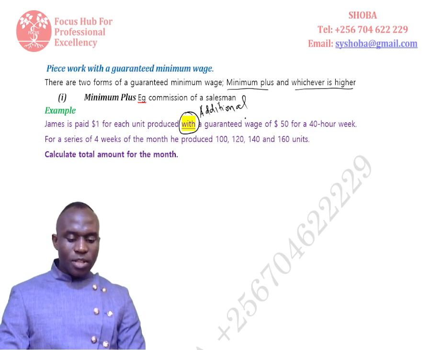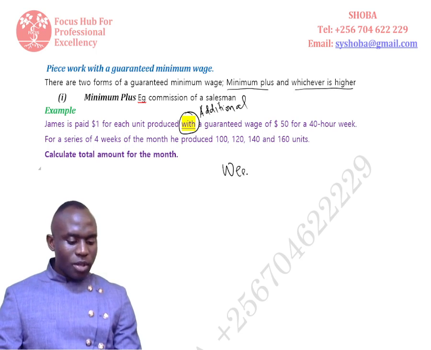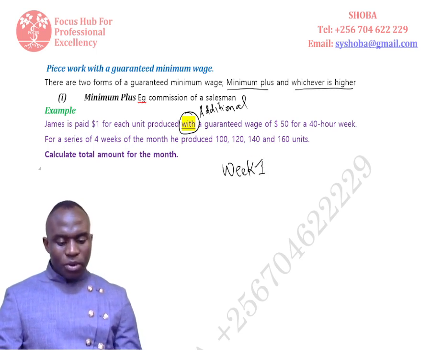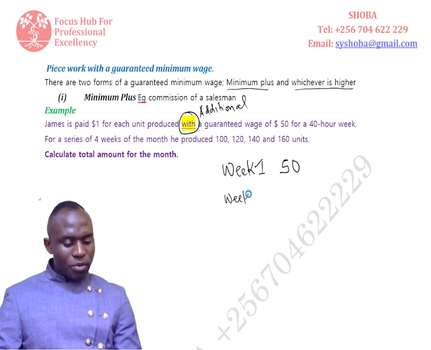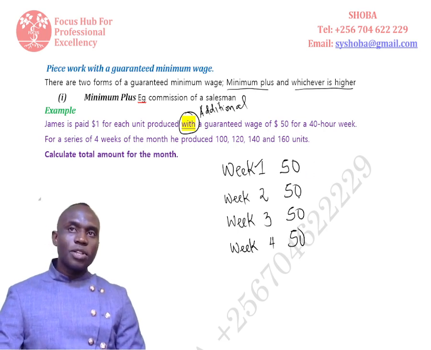You see, the question has said he's paid $1 per unit produced, but with, and they want the total payment for the full month. So what would be the payment for the first week? In week 1, there is a guaranteed 50 per week. Even in week 2, he's going to earn the 50. Even in week 3, and even in week 4, because they wanted the total payment for the full month. So every week it is a must, he must earn the $50. But with means, in addition to that, he is also paid based on the units produced.